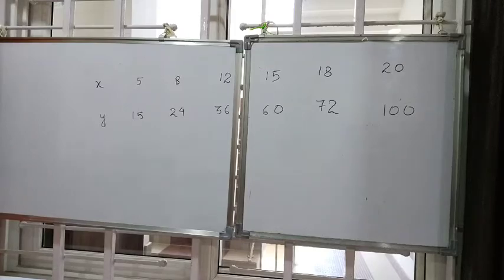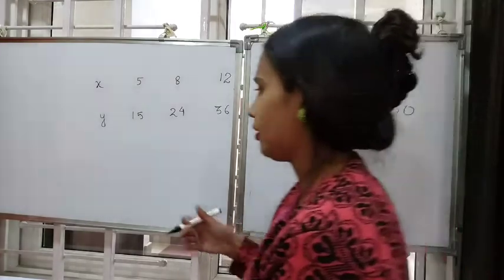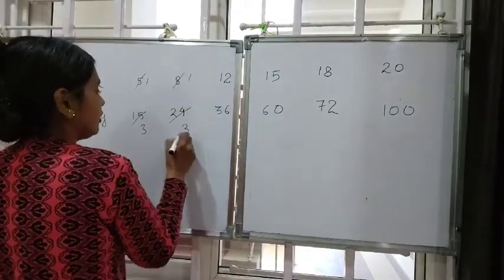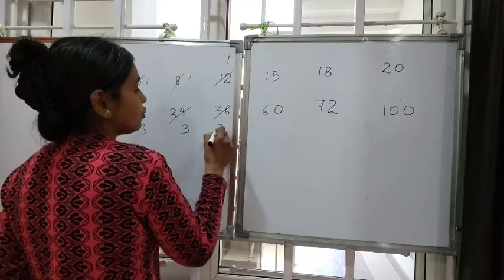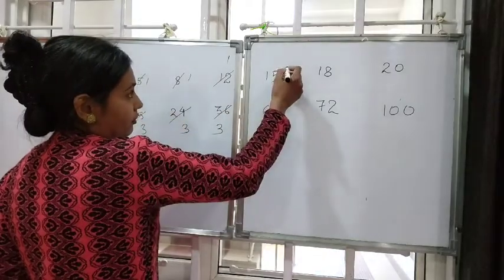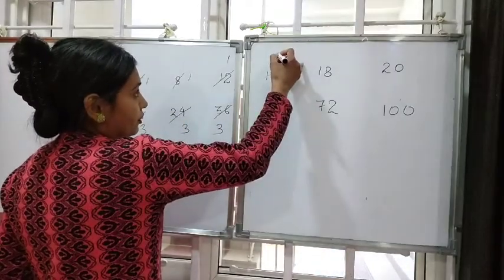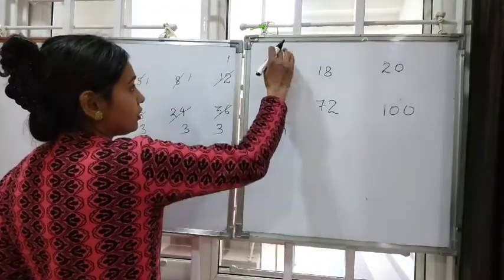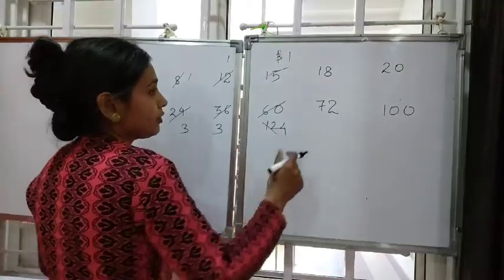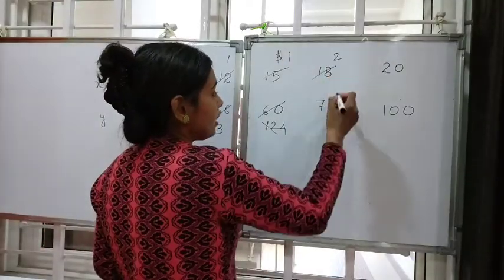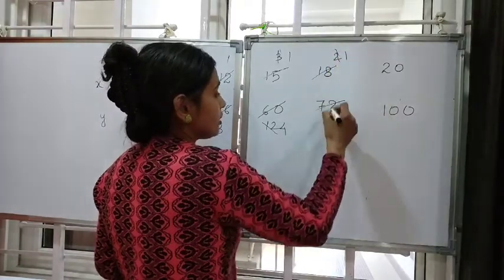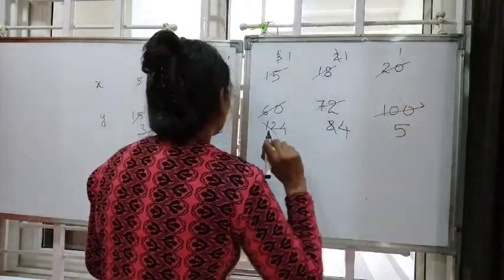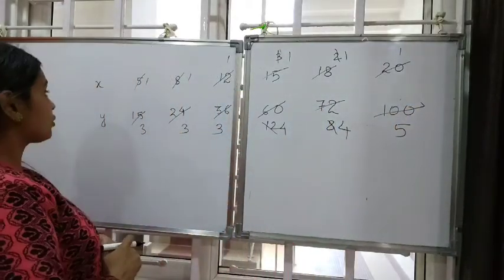Let's check whether the ratios are the same or not. 5 1s are 5, 5 3s are 15, 8 1s are 8, 8 3s are 24, 12 1s are 12, 12 3s are 36, then 15 by 60 is 1 by 4, 18 by 72 is 1 by 4, 20 by 100 is 1 by 5. So are the ratios common?